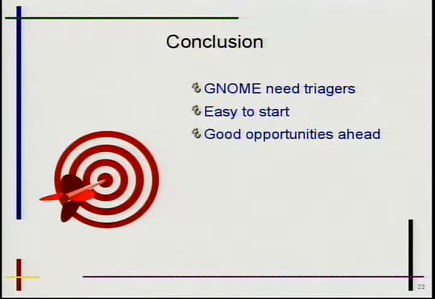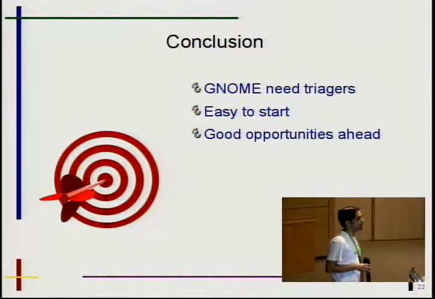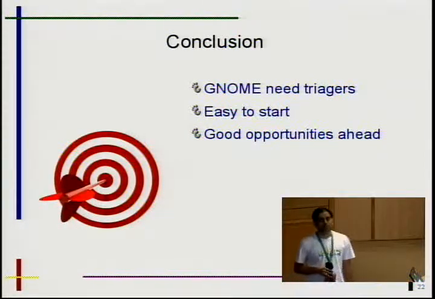So at the last, what will be the conclusion? The conclusion is that we now know GNOME needs triagers. We need more people to do triaging, and it's easy to start, in the sense that you don't need any vast programming experience or to be good at coding. You can be a user. At a user level you can start bug triaging, and anyone starts with whatever product or application they like. So it's really easy to start.